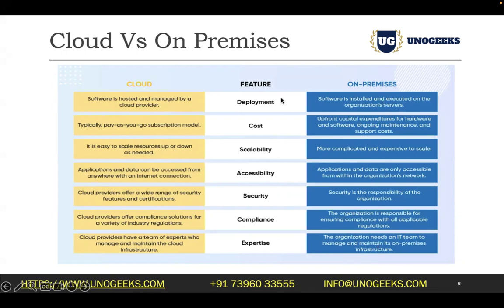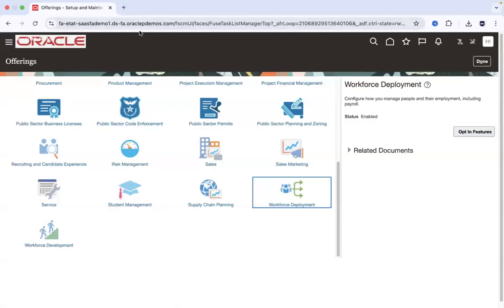So to keep it simple, yes, the software is installed and executed on my servers. I'm spending a lot upfront, and not just that, maintenance of that application is also my headache. I need to keep that application accessible, secure, compliant, and I also need to maintain a team to look after that application. All these disadvantages that you have with on-prem applications can be overcome with a cloud-based solution, and that is exactly where this Fusion HCM Cloud application comes into the picture.